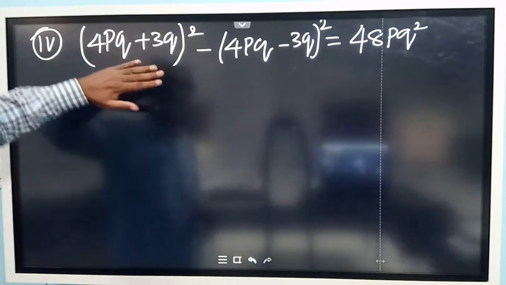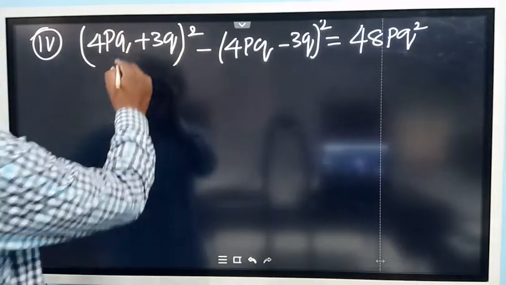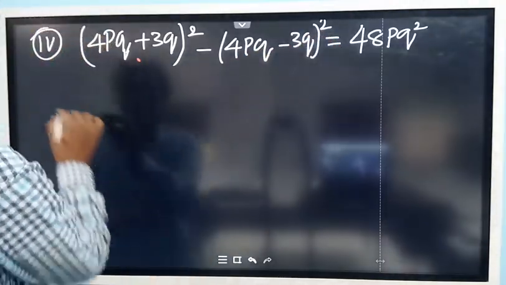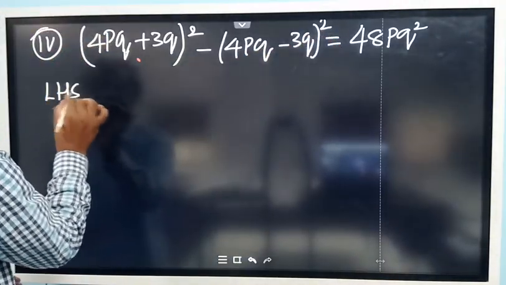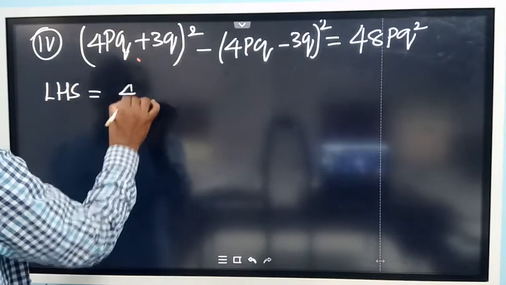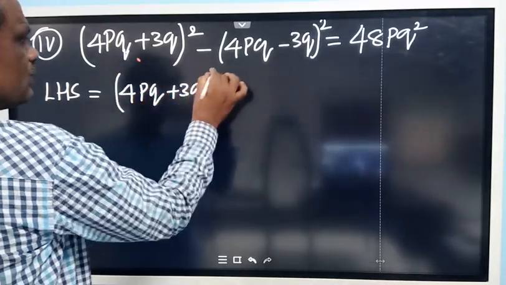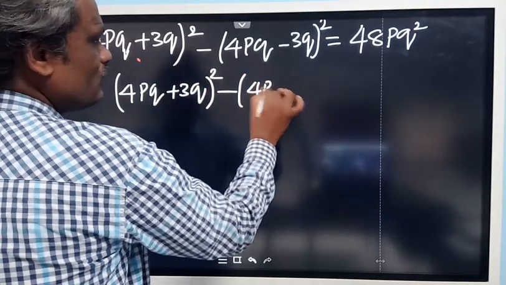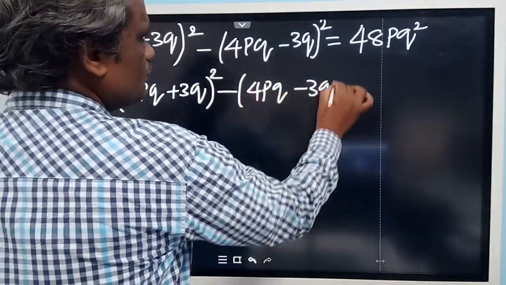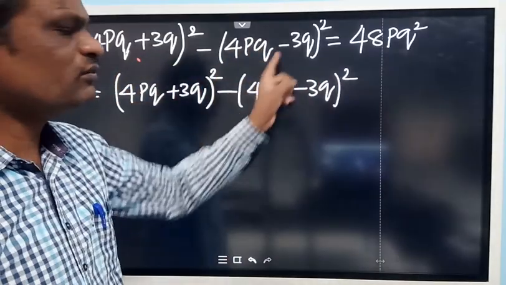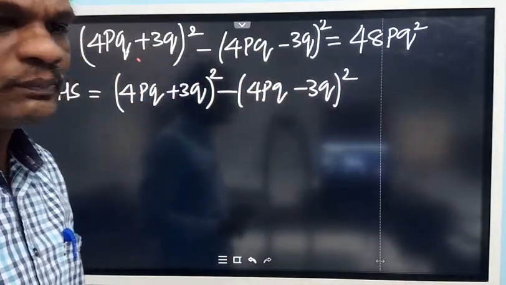Here the given question contains (4pq + 3q)² − (4pq − 3q)². You can take the LHS first separately. LHS, left hand side, is (4pq + 3q)² − (4pq − 3q)². So this is in the form of (a + b)² and this is in the form of (a − b)². Let us apply separately.